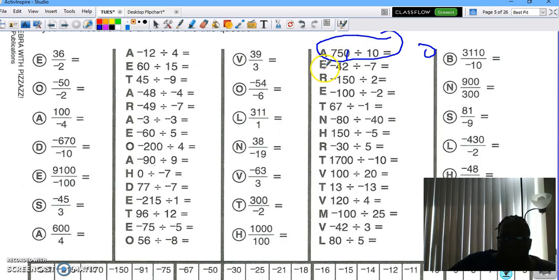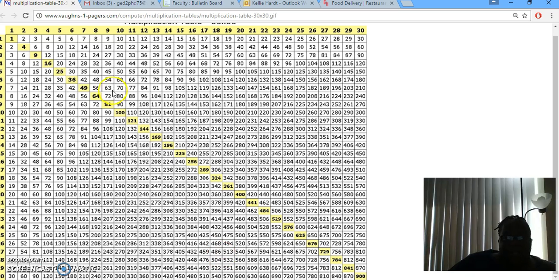Now, 10 will go into 75. How many times? Let's find out. Is this going to work out? I'm not even sure. Let me try it. So I got 10, 75. Now you know 10 is not going to go into 75 evenly.